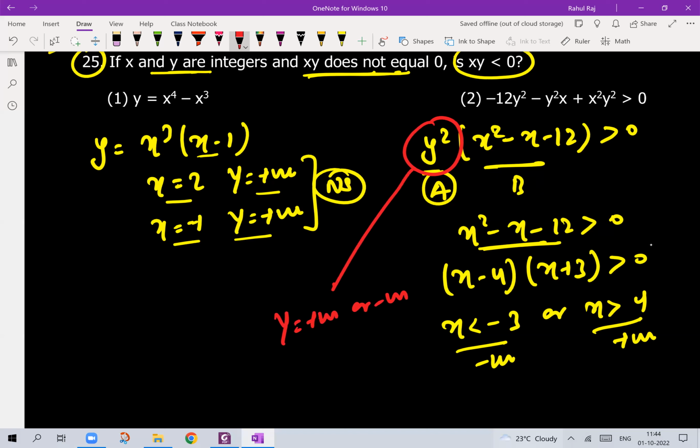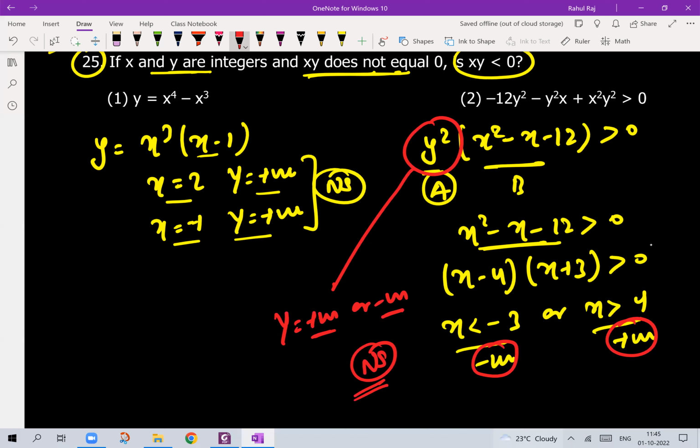Is this clear? Yes or no? Please tell me. What we have done in statement number 2, I got to understand that x could be negative, x could be positive. I got to understand that y could be negative, y could be positive. I can straight away say not sufficient. Tell me any problem. I have a problem. Yeah, please tell me.